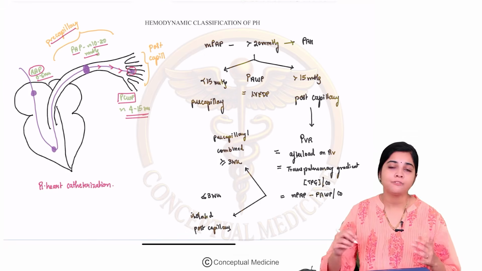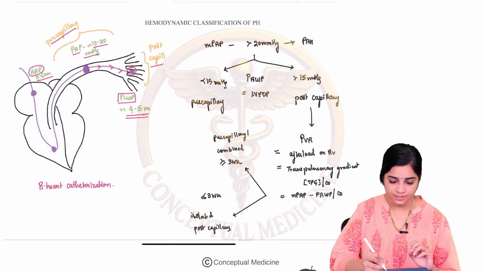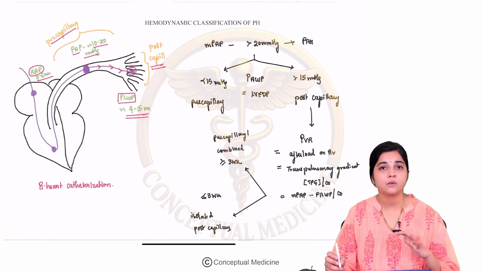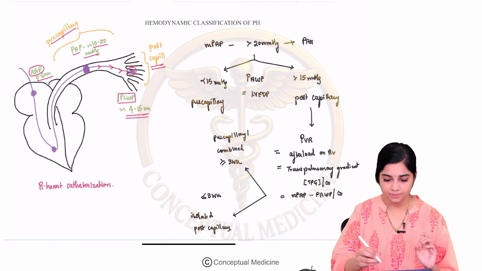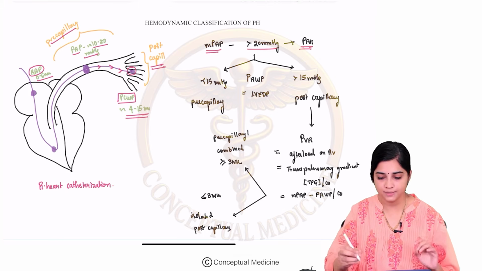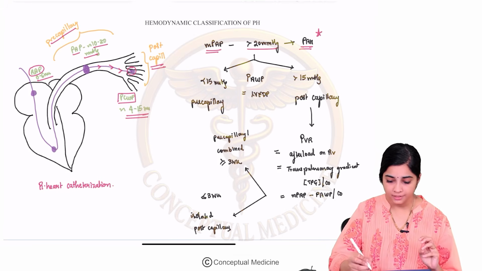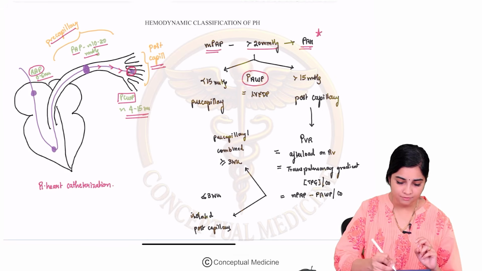Then after the capillaries, whatever it breaks down into is the post capillary pressures. Fine. Now based on these measurements, we have the hemodynamic classification of pulmonary hypertension. The mean pulmonary artery pressure more than 20 millimeters of mercury is your pulmonary artery hypertension. This definition we already know. Once you have obtained that, you basically look at the pulmonary arterial wedge pressure.